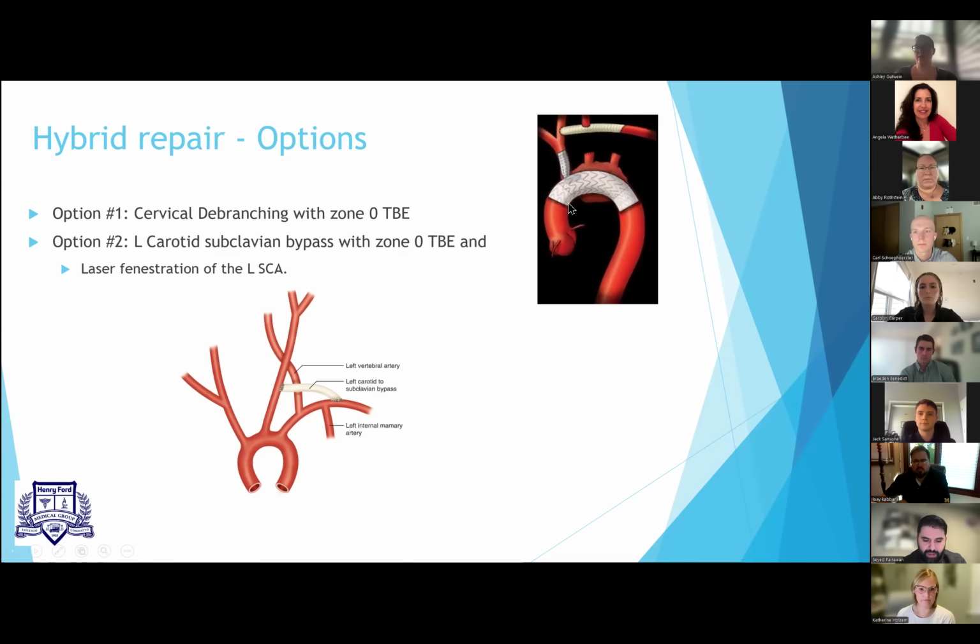The other option is that you do a left carotid-subclavian bypass, and then you make a hole in the graft. In order to provide blood flow to the left side of your brain, you want to make sure that you also have blood flow to your arm. So that's basically what we offered him.